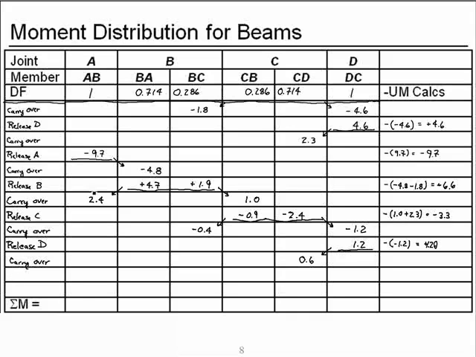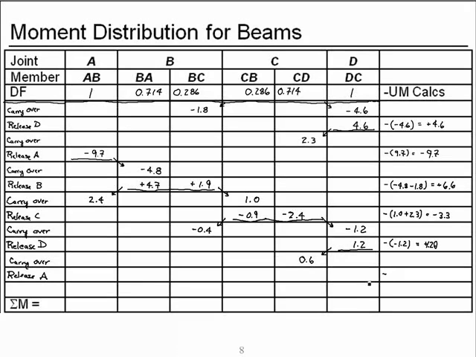Now let's come back to node A, which has our largest unbalanced moment. The rest of our unbalanced moments are less than 1 foot kip. At some point, we have to decide to stop. Let's distribute the unbalanced moment at A, carry over, and then we'll decide if we're ready to finish.